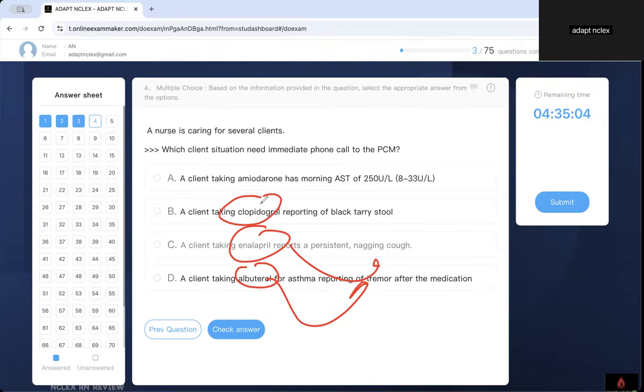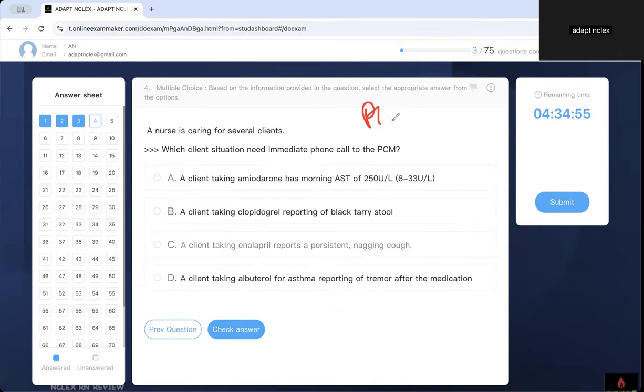Clopidogrel is what? Antiplatelet. You're bleeding, black tarry stool. Amiodarone, AST is an expected finding. The only thing you worry about with amiodarone, I call it pre-Crohn, pulmonary fibrosis. And therefore, which one do you want to pick? You can see this patient is bleeding.